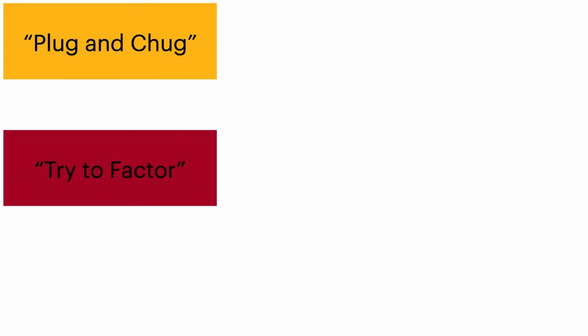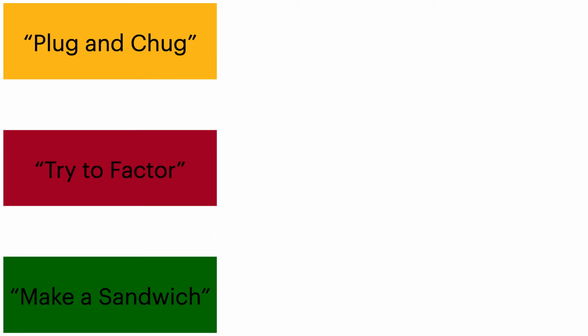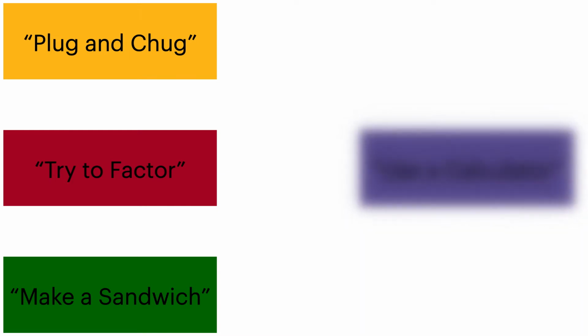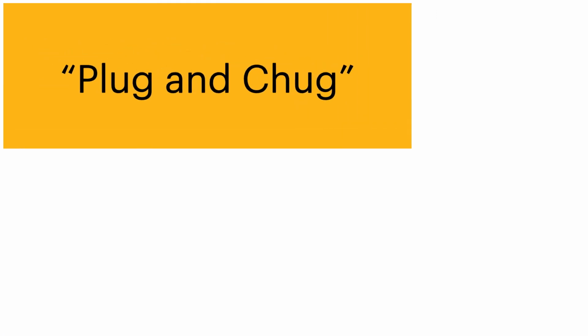I have 4 methods for you to find a limit. Actually, there are 3 methods to solve a limit. I'll show them to you right now. There's one I call Plug and Chug, which is kind of funny. Another one is called Try to Factor. And the last one is called Make a Sandwich. Of course, there is that other option called Use a Calculator, but I'll ignore that one. Let's start with the easiest one, Plug and Chug.